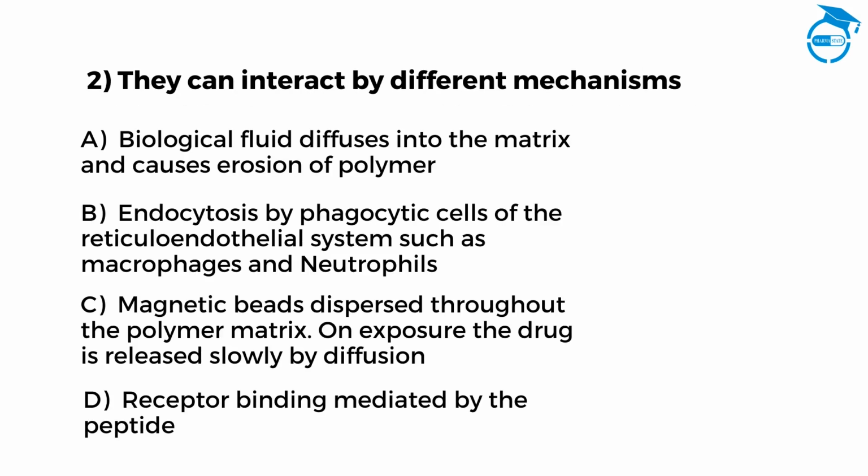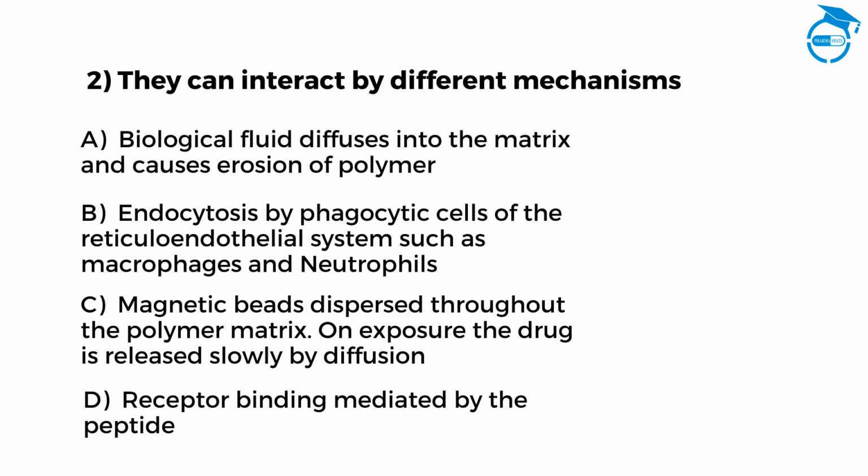They can interact by different mechanisms. Option A, biological fluid diffuses into the matrix and causes erosion of polymer. Option B, endocytosis by phagocytic cells of the reticuloendothelial system such as macrophages and neutrophils. Option C, magnetic beads disperse throughout the polymer matrix. On exposure, the drug is released slowly by diffusion. Option D, receptor binding mediated by the peptide. You have got 7 seconds. If you know the answer, mention it in the comments. The time starts now. So, the time is over.